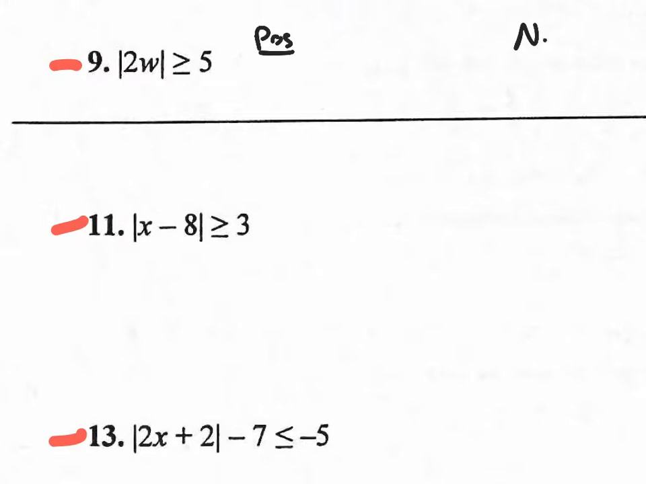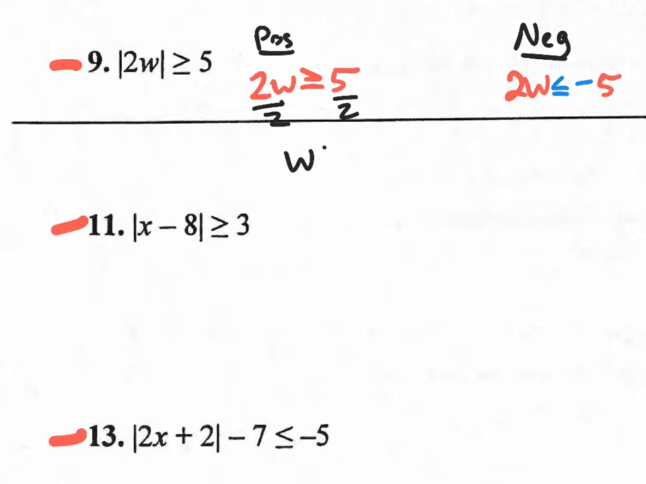Positive situation, negative situation. So the positive situation is 2w is greater than or equal to 5. The negative situation is the same thing, 2w, but what's different? It's a negative 5, but it's also a less than or equal to, right? So the inequality flips and the sign on the right side changes. And let's solve both of them. Well, you divide by 2, you get w is greater than or equal to 5 halves. And over here, divide by 2, w is less than or equal to negative 5 halves.